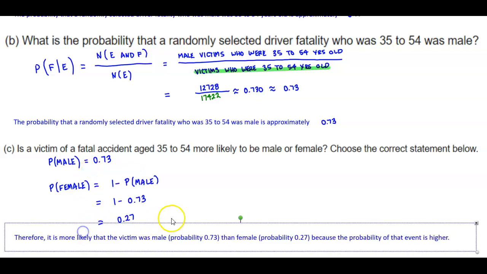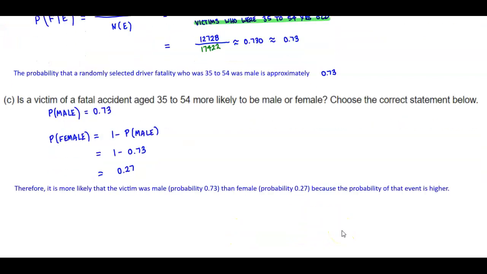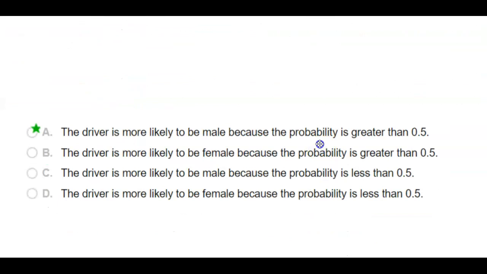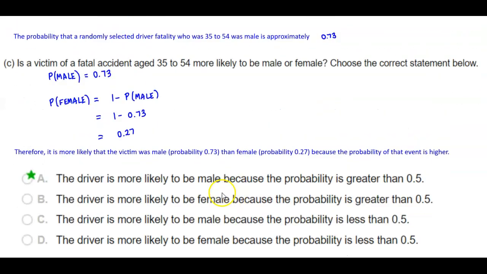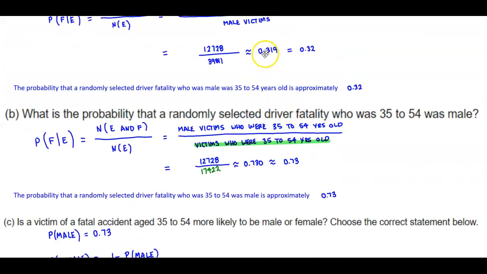Okay, so what does that tell us? Well, that tells us, therefore, it is more likely that the victim was male, which is the probability of 0.73, than female, the probability of 0.27, because the probability of that event is higher. So then we would say that the driver is more likely to be male because the probability is greater than 50%, which is 0.73. Now keep in mind that some of these problems may ask you to round to 3 decimal places. In this question, we round it to 2 decimal places. But if it says to round to 3 decimal places, just be careful when you're going through that.